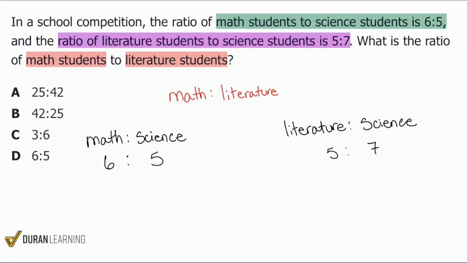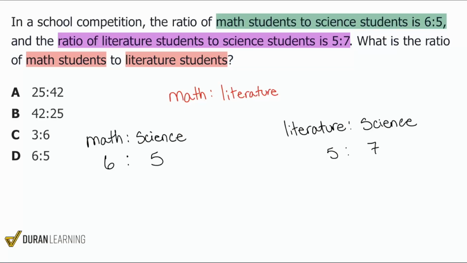Because if we're trying to do math to literature, this one has math, this one has literature. How do we connect the two? And here's how we're going to do it. Everybody, what is the common factor between math to science and literature to science? What's the common idea between them? Not the number. I'm not asking for a number. I'm asking for the common idea. So don't look at those numbers yet. Yeah, they both have science.